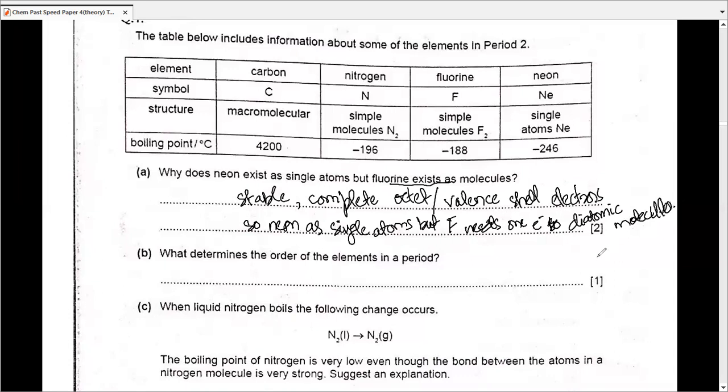All right. Make sure you write the complete answer. I missed this part out. That's why I'm going a little out of line. So mention the name neon at the start of the answer. Neon is stable, complete octet, whereas fluorine has 7 electrons in its shell and exists as a diatomic molecule.